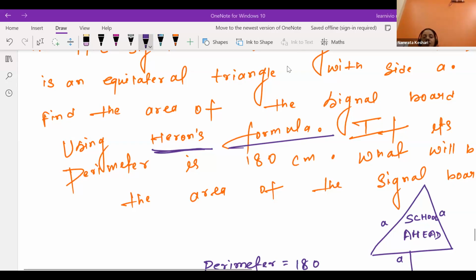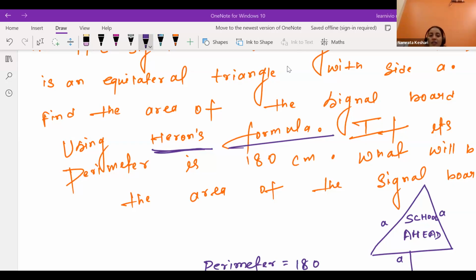Ma'am, one side will be 60. Okay, yes Farhan, how did she get one side as 60? Do you have any idea? If we have an equilateral triangle where all the sides have the same measurement a, and if the perimeter is given as 180, is it possible to find the side? Farhan, is it possible? Yes, ma'am.